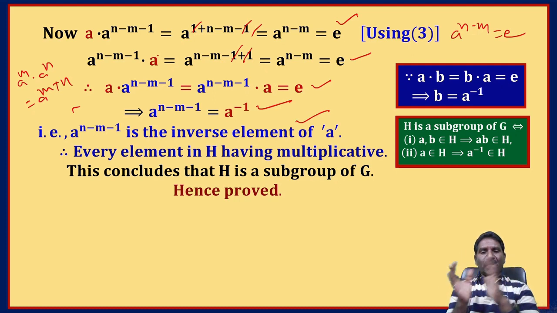Satisfying closure and inverse, we say that H is a subgroup of G. This concludes that H is a subgroup of G. Here observe, H is a subgroup of G if and only if it satisfies two conditions, closure and inverse. Hence proved.